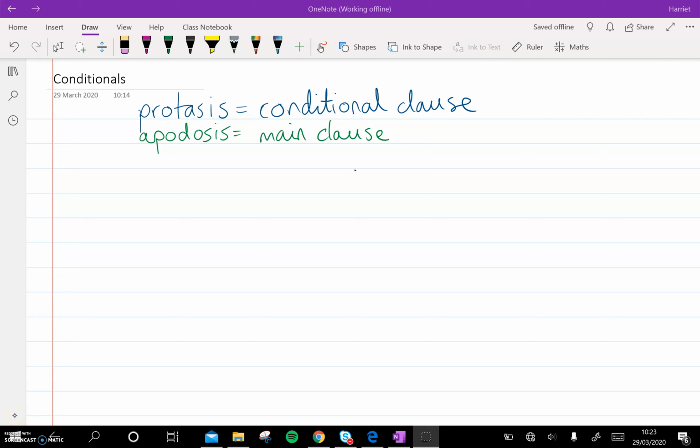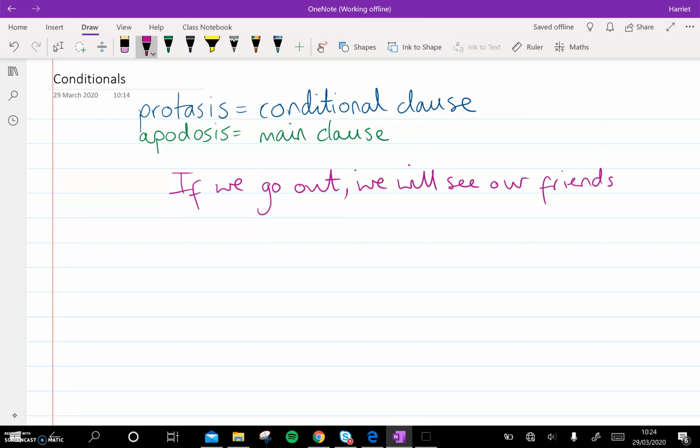Okay, guys, today we're going to talk about conditionals. Conditionals are made up of two parts. You have your protasis and you have your apodosis. Your protasis is the part of the conditional that contains the word if. So, for example, if we write the sentence, if we go out, we will see our friends, the protasis is this bit here.